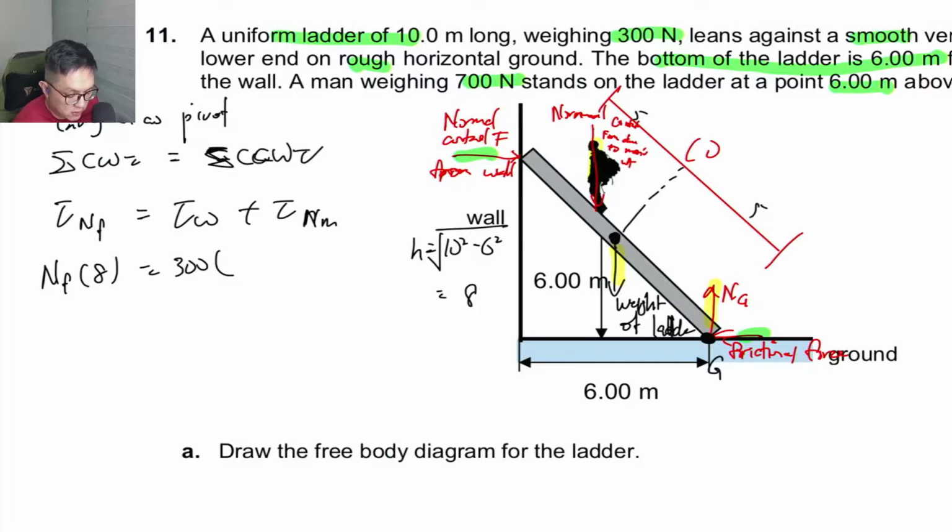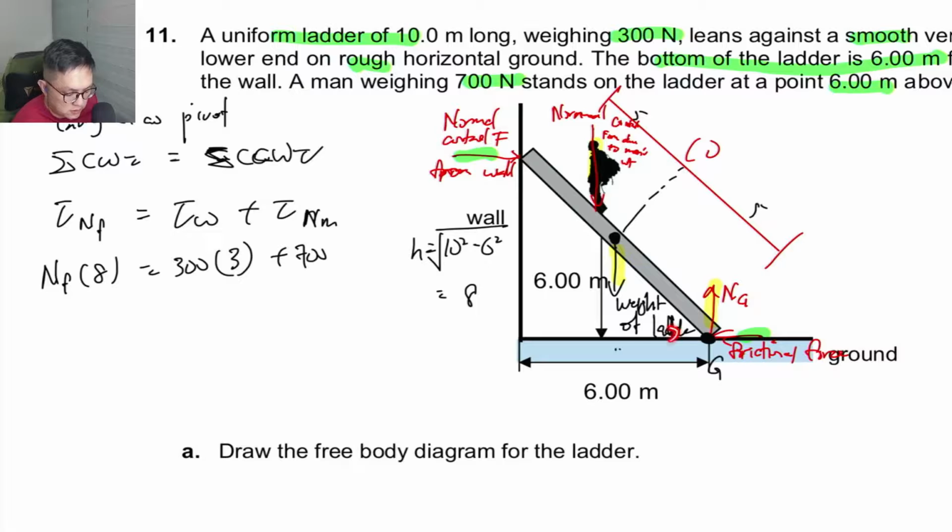Now, the man's weight is over here, the ladder's weight is over here. What is this distance? Because this is at the CG, right? Using similar triangles, this length here is just equal to 3 meters, because this is 10 and this is 6. So this distance here is 3 meters. So multiply by 3, plus the normal reaction force due to the man, that is 700 newtons, multiplied by this distance here.